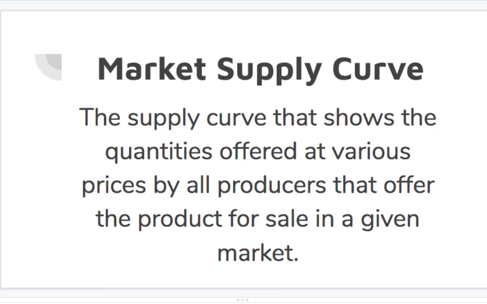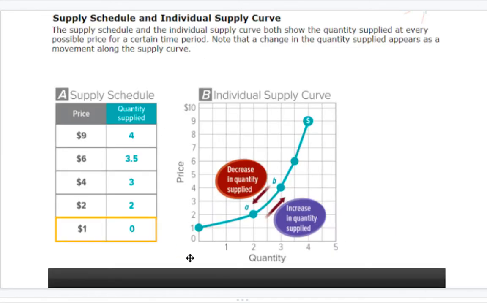There's also something you have to look at called the market supply curve, and that's the supply curve that shows the quantities offered at various prices by all producers that offer the product for sale in that given market. Another example here is what we'd be willing to supply at that price.